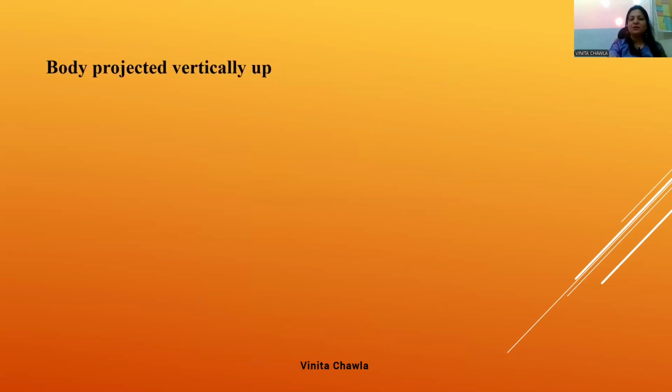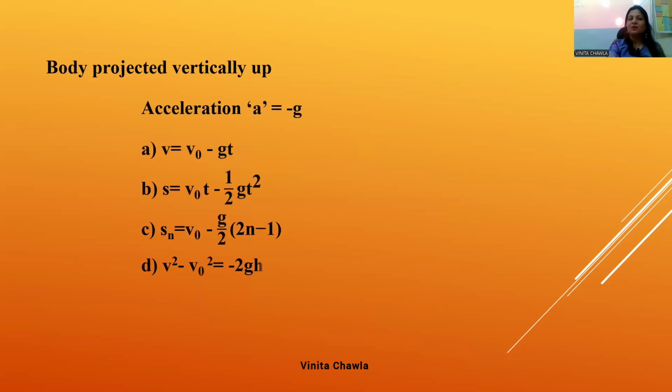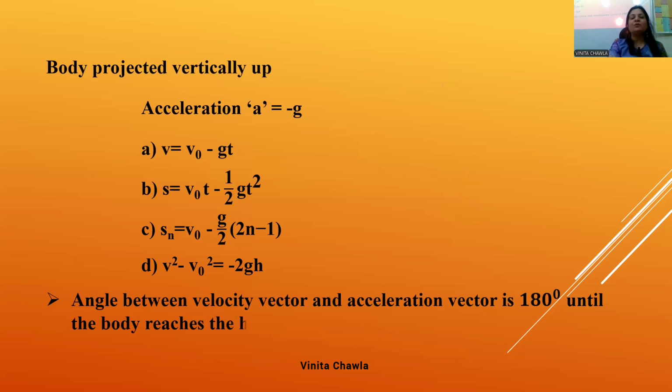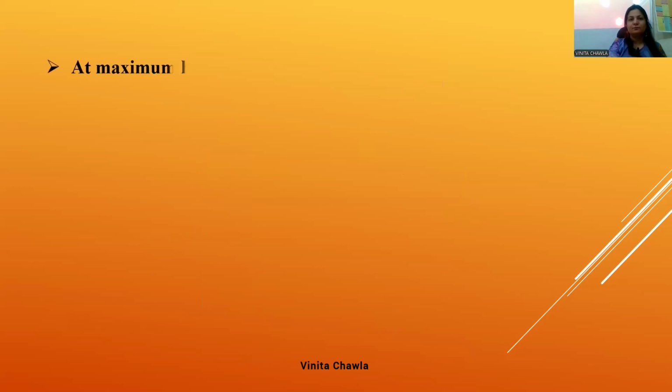So for a body projected vertically up, we write acceleration as minus g, and these are the equations that we have discussed. Here the angle between the velocity vector and the acceleration vector is 180 degrees, because the object is moving in the upward direction with some velocity and acceleration is acting in the downward direction. The angle between velocity and acceleration is 180 degrees until the body reaches the highest point. So at maximum height, v is 0 and a is equal to g.